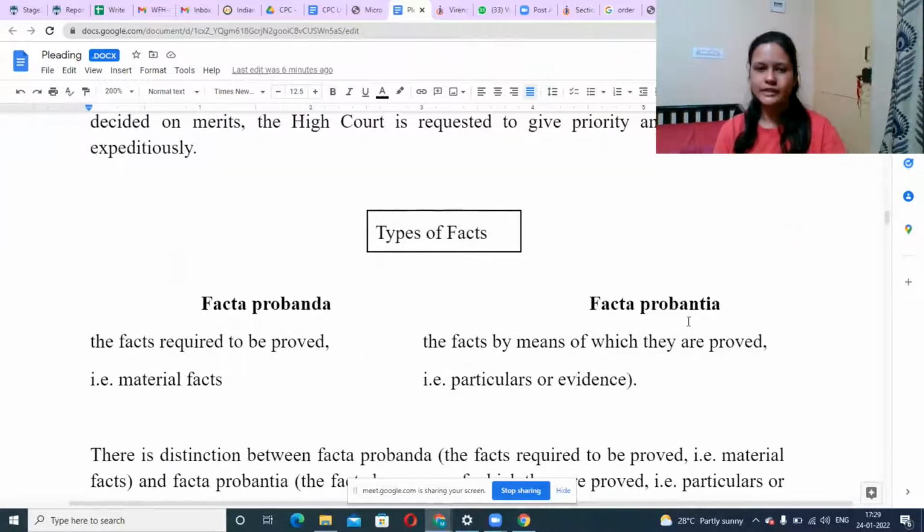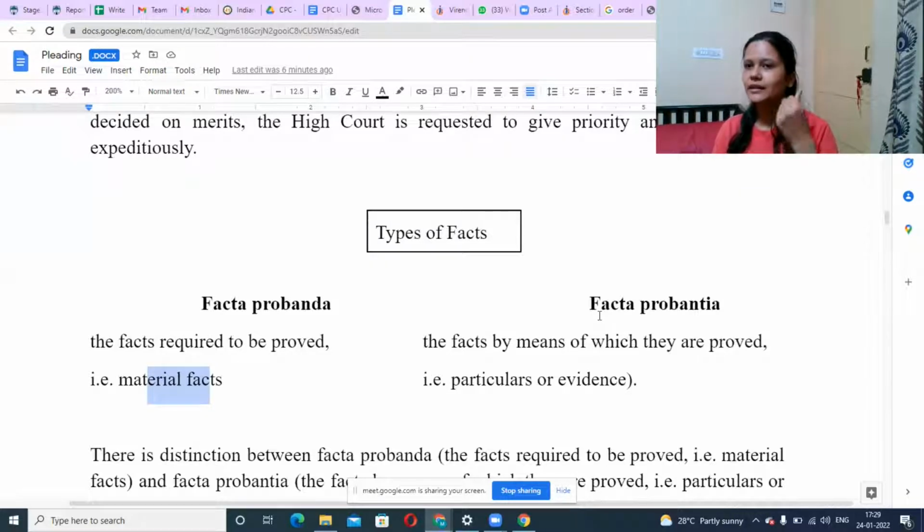Okay, and one important thing that Supreme Court had mentioned is that facts are also classified in 2 groups. One is facta probenda, another one is facta probentia. So this case is also important because it classified facts in 2 different groups for us to understand properly. Facta probenda means the facts which are required to be proved, that is material fact.